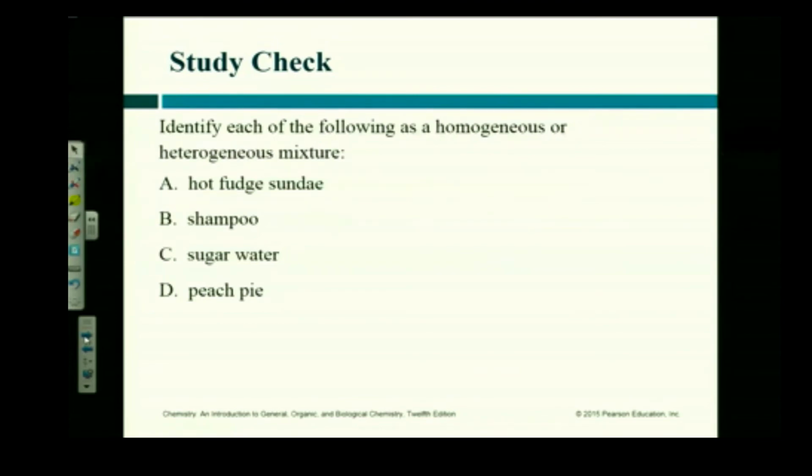Peach pie. Yeah, because sometimes all you get is crust.